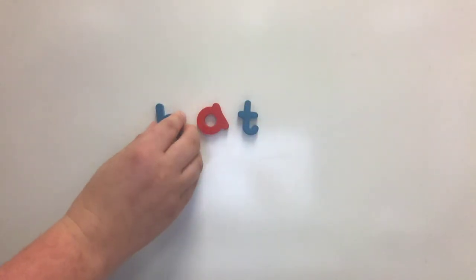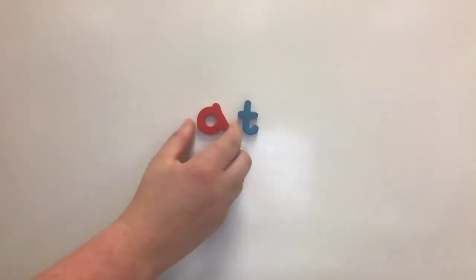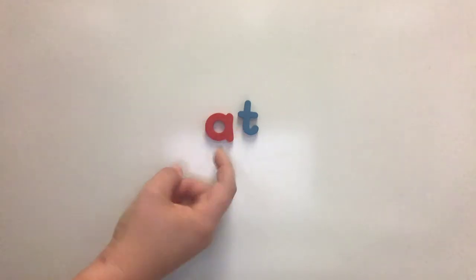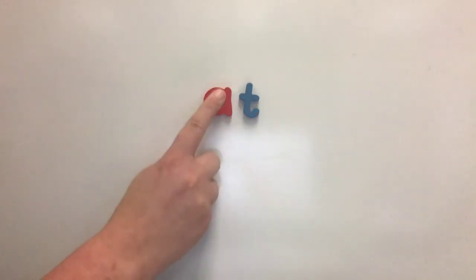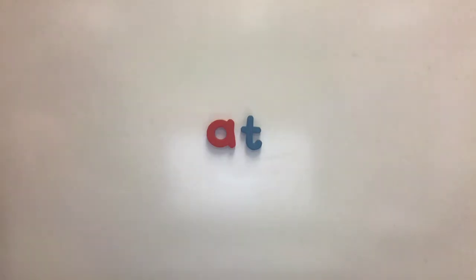Now we're going to change the beginning sound. I want you to take away the beginning sound. What do we have left? What does this say? What is this word family? Do you remember? At. Do it with me. At. At. At. This is the word family at. We're going to add a beginning sound. I want you to find the letter that makes the sound. Can you find the letter that makes the sound? Go ahead. Find the letter that makes the sound.